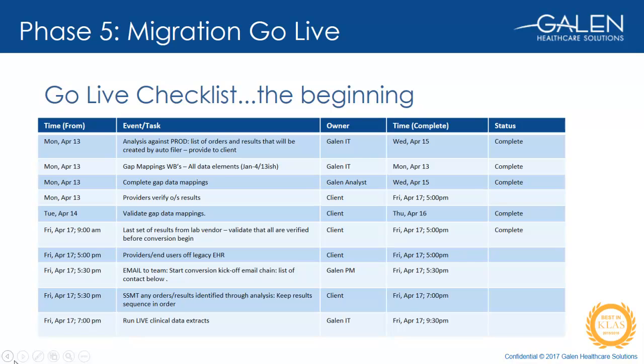So notice the second item down here on the list is complete gap mappings. We'll be covering gap mapping and testing in a little bit when I go over phase 6. But basically this checklist illustrates one way in which gap mapping can be addressed, and there are many different ways we can approach this. In this example, the client wanted to complete as much work as possible before their migration go-live weekend. So they wanted to take care of identifying any gap mappings early on and shift that burden of work off of the go-live weekend.